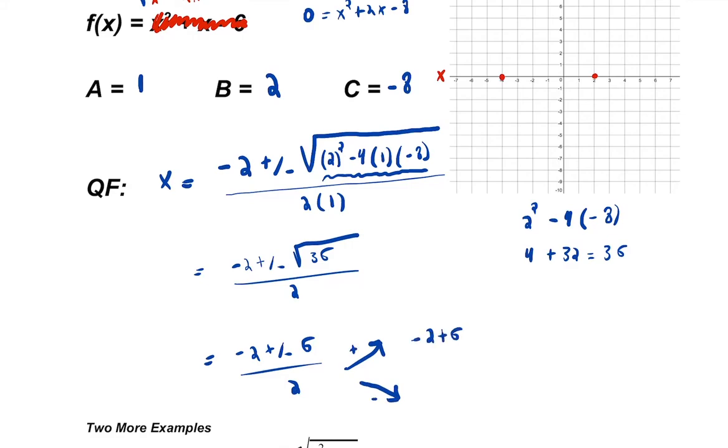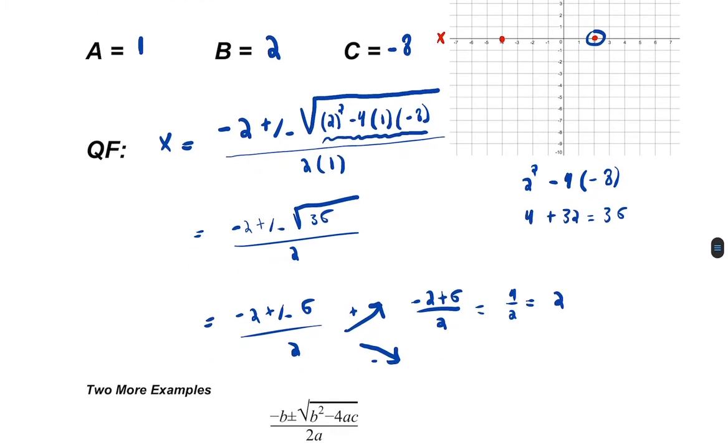Negative 2 plus 6 over 2. That's going to be 4 over 2. There's your solution of 2 right there. Negative 2 minus 6 over 2, negative 8 over 2 equals negative 4. So there's your negative 4 solution.